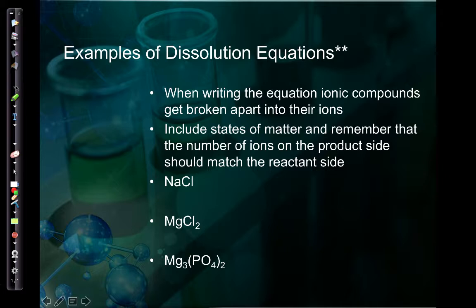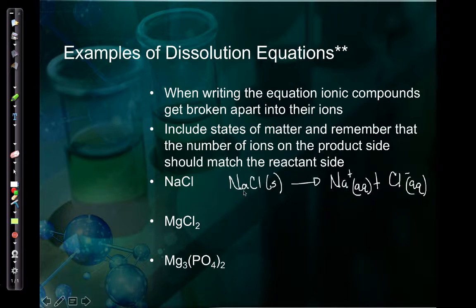So if I have solid sodium chloride and I dissolve it into water, I'm going to create the sodium ion. Do not forget the charges here, which is now aqueous, and then the chloride ion, which is also aqueous. And there's 1 to 1 because I started with 1 for each one. Remember, this is not a chemical change. You're just pulling the ions apart.